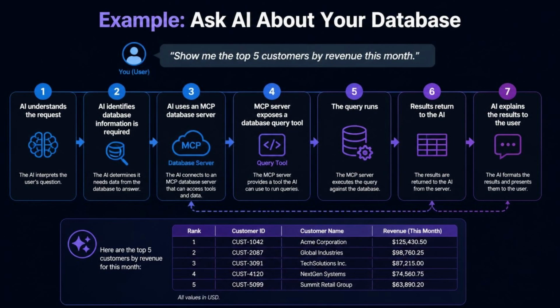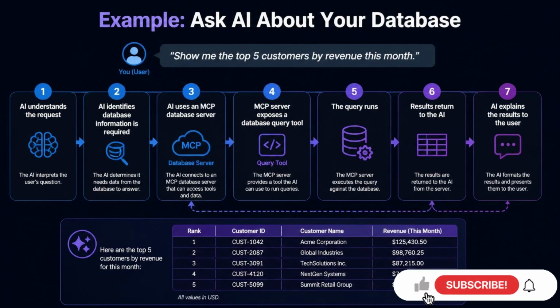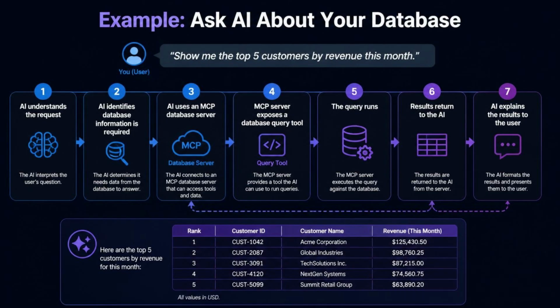Let's use a real-world example. Suppose you ask your AI, show me the top 5 customers by revenue this month. The AI first understands your request. It realizes that this information isn't inside the conversation. It needs access to a database. So the AI can use an MCP-connected database capability. The appropriate tool runs a query. The database returns the results. Those results are passed back to the AI. And finally, the AI can explain the top 5 customers to you. The important point is that the AI isn't magically accessing the database. There is a communication layer connecting the AI application to that external system.